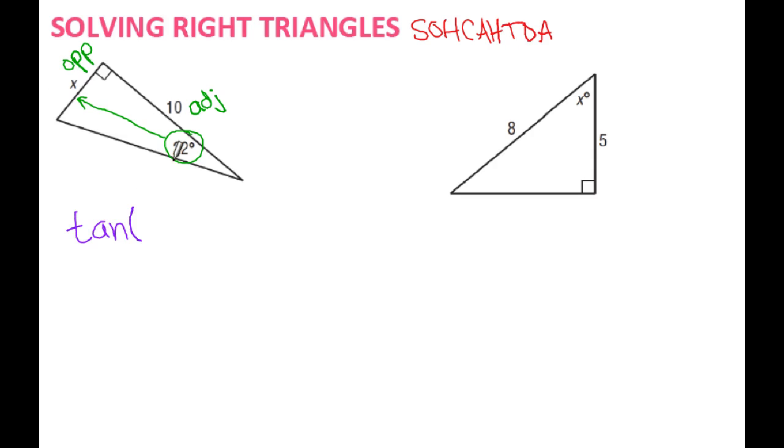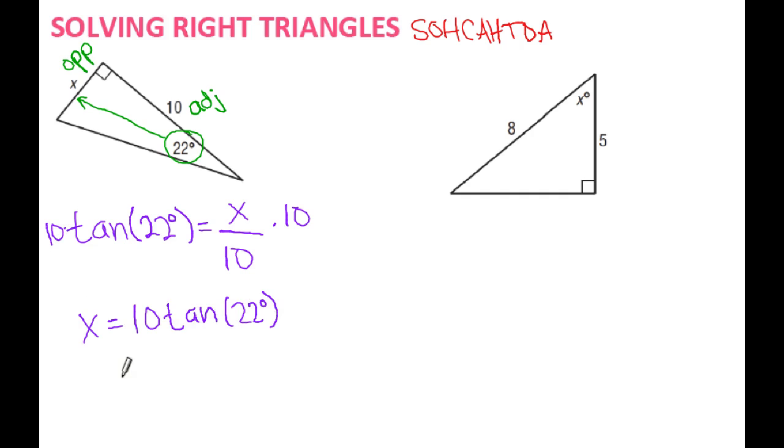Tangent of my angle equals my opposite side over the adjacent. To get x by itself, since it's being divided by 10, I'm going to multiply both sides by 10. So x equals 10 times tangent of 22 degrees. I'll plug that into my calculator and round to the nearest tenth, so that's 4.0. For this triangle, again, focus on that angle and how those two sides relate to the angle.